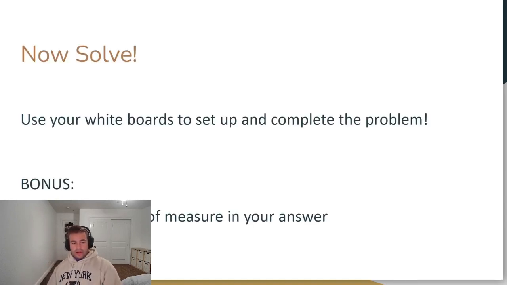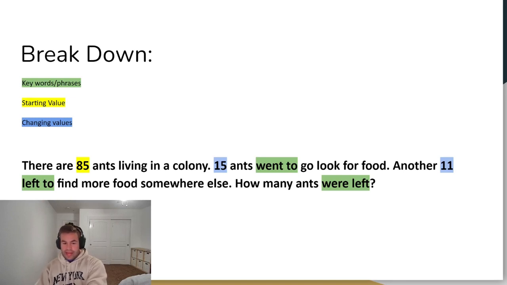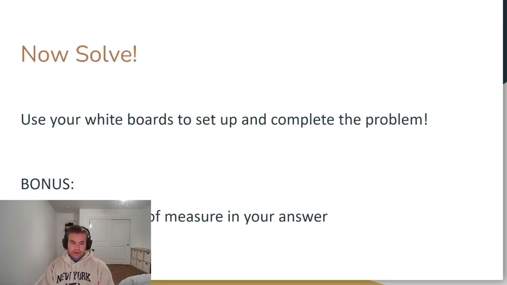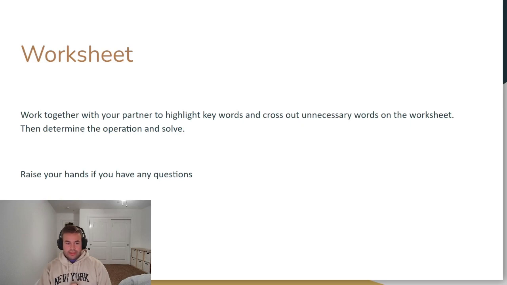So this is the part that they're going to solve that question with their whiteboards. And then as a bonus, we'll talk a little bit about the units of measure if we have time. So in this case, it would be ants, how many ants were left, however many ants. And then this is where they'll go to the worksheet. They have opportunity to work with their partners. They're going to highlight first, and then if they want to, they can cross out the unnecessary words, and then they can solve. I'll be going around.